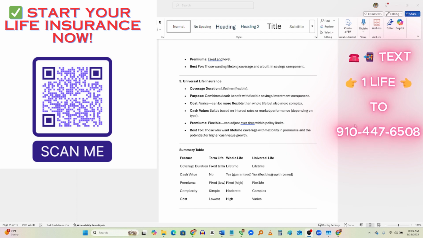Who is it best for? Those who want life coverage with flexibility in premiums and the potential of higher cash value growth. I hope that makes sense, guys. Universal life insurance is good for those who don't want to get locked in at a certain payment. Say they start out their policy with $500 a month because they want to grow their cash value, and a year or two into the policy, they decide to stop paying for 6, 7, 8 months. They can do that depending on the policy that they choose.